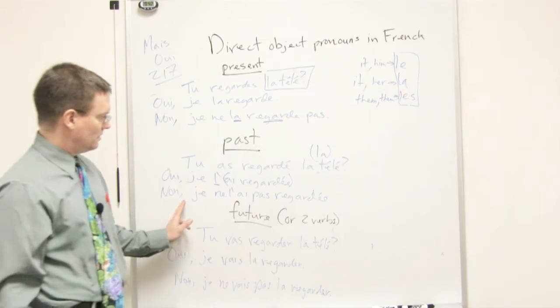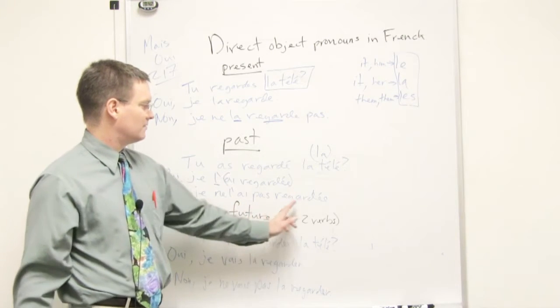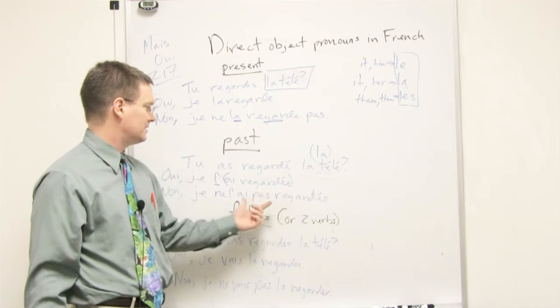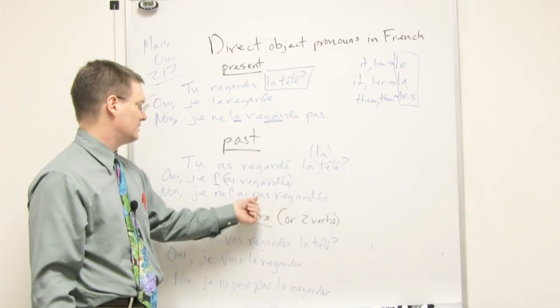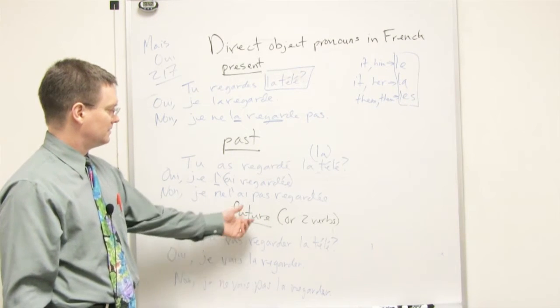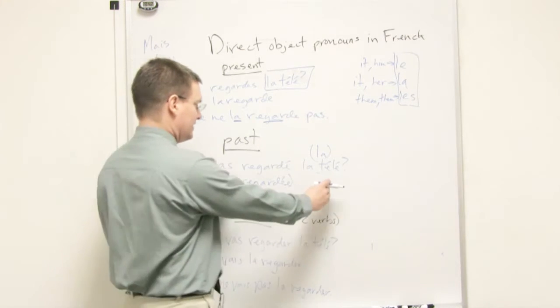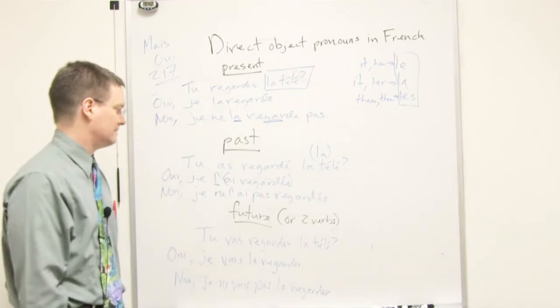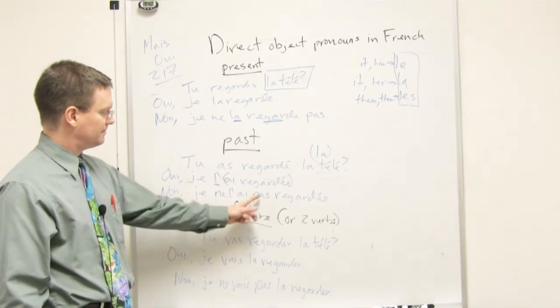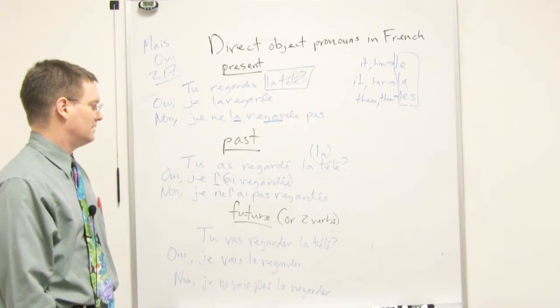Now, no, je ne l'ai pas regardée. No, I haven't watched it. This is the model you put in the compound tense. In a compound tense such as the passé composé, you put the ne pas around the auxiliary verb. So here we have an auxiliary verb and a past participle. These actually create the past tense conjugation. And so that's why we put the pronoun here, but the ne pas go around the auxiliary verb.